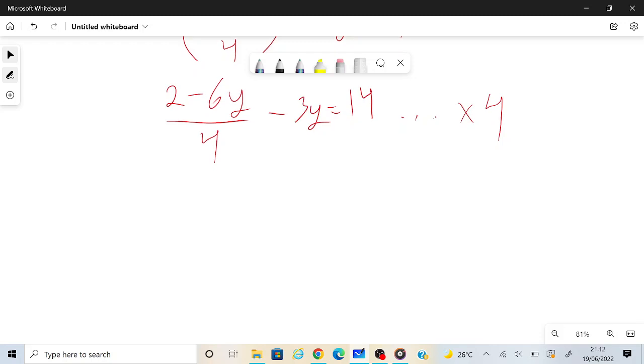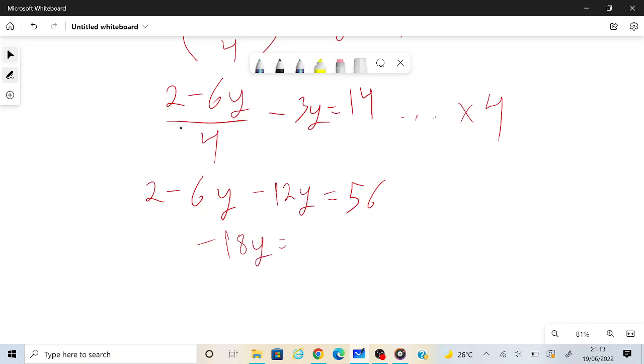So multiplying this by 4, the 4 and 4 would cancel out, so you would just have 2 minus 6y, minus 3y times 4, that would give you minus 12y, and 14 times 4, using a calculator, you know that is equal to 56. Minus 6y minus 12y, that would give minus 18y.